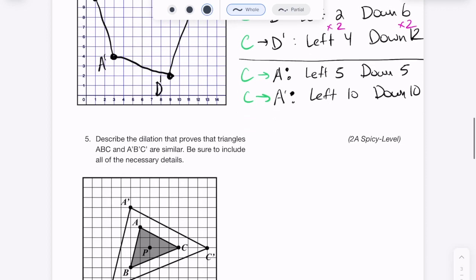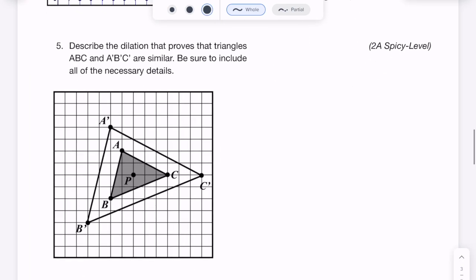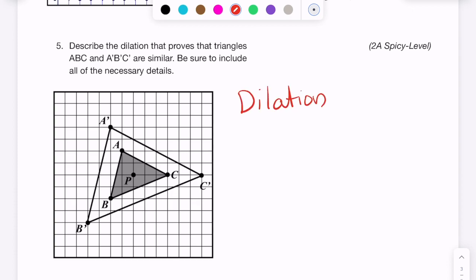Cool, beautiful. Question 5, describe the dilation that proves triangles ABC and A prime, B prime, C prime are similar. Be sure to include all necessary details. So if we want to prove two shapes are similar, we provide the sequence of transformations that will map one to the other. In this case, they already tell us what that is. That's going to be a dilation, because we need to change the size. ABC is my original. When we describe a dilation, we need the detail of what the scale factor is and what the center of dilation is.